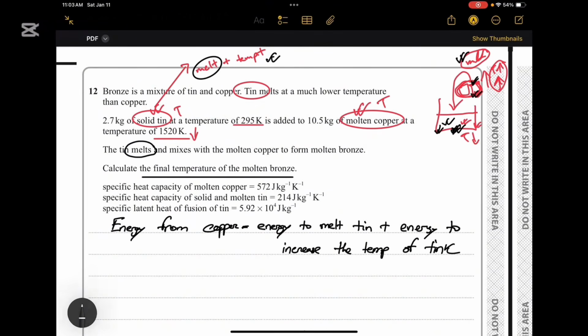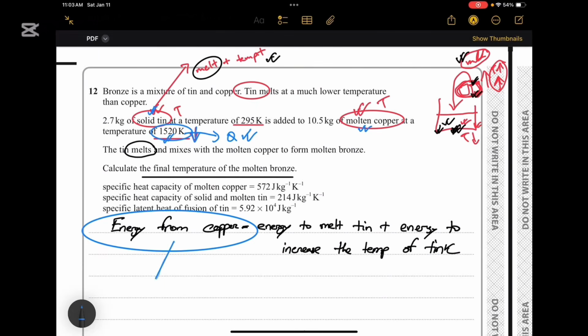First of all, let's figure out the energy from copper. Here we know that the temperature will decrease a little bit. Why will the temperature decrease? Because the molten copper will use its heat energy to melt the solid tin and then increase the temperature of the solid tin. So by this term, this temperature will decrease to a theta value, the value we don't know. So we will do the formula.